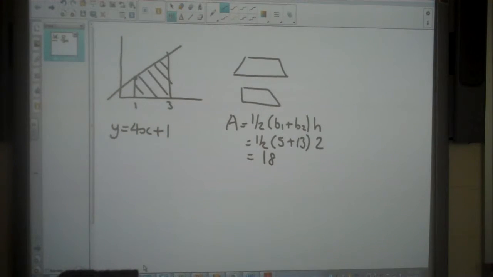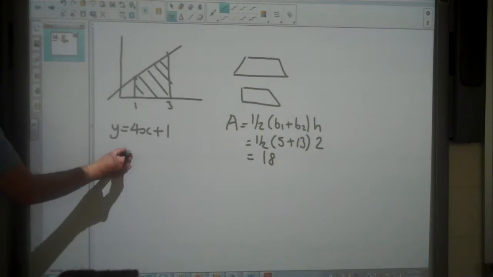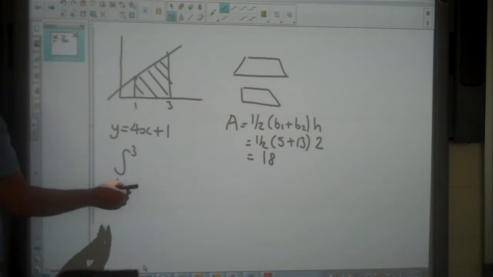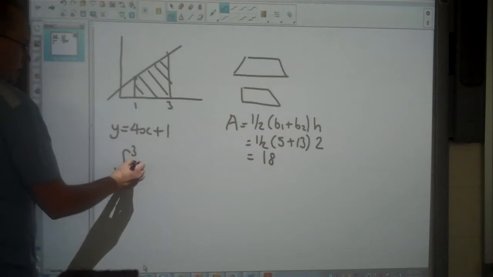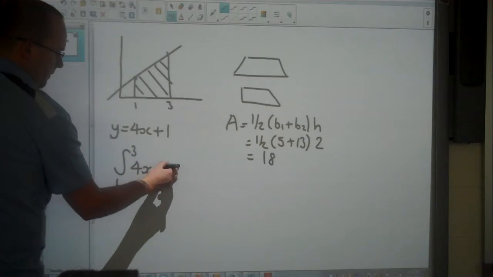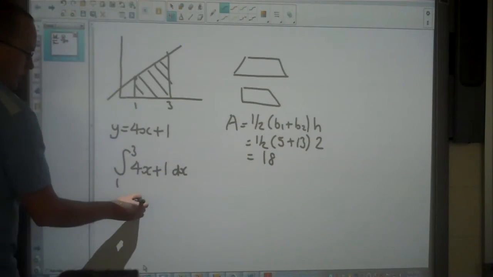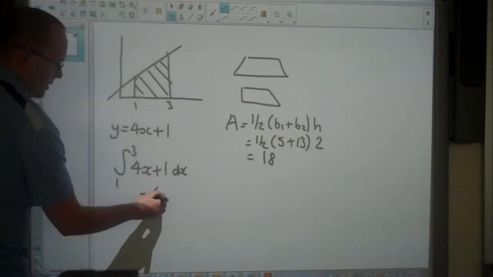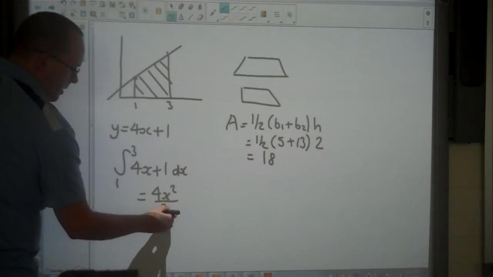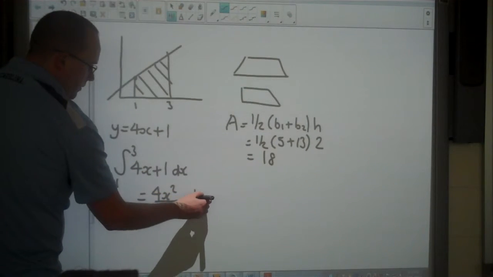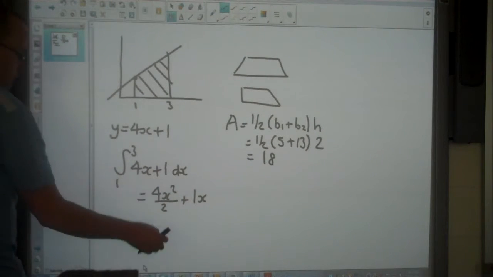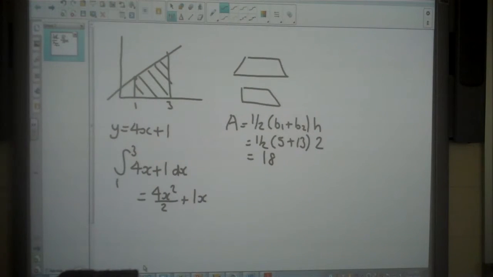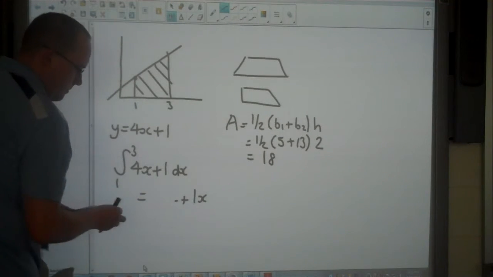Now it also asks you to do this by integration. So if we're going to do this by integration, it's the integral between 3 and 1, looking at my x limits here, of 4x plus 1 dx. So the integral for 4x is 4x squared over 2, and the integral for 1 is 1x. So 4x squared over 2 I could just simplify to 2x squared, so I'm going to go ahead and do that.